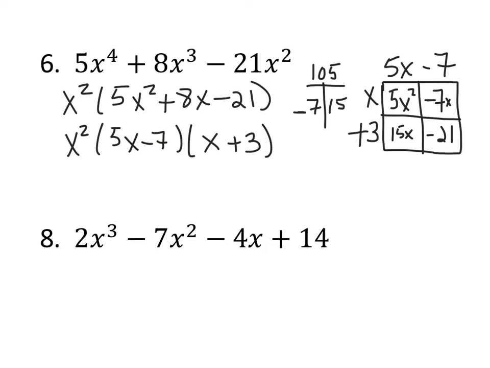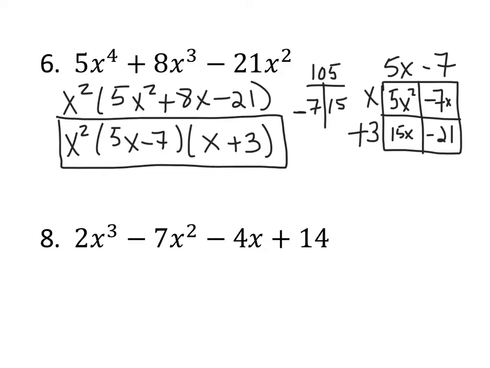Or you can come over here and you can just multiply these terms together to see if you get what's inside the box. I always do that to double check myself, especially to make sure that I have the correct sign. So 5x times x is 5x squared. x times a negative 7 is a negative 7x. 5x times 3 is 15x. And 3 times a negative 7 is a negative 21. So I know my signs are correct, I know my terms are correct, and I know my factors are correct. So I am finished. I'm just going to put a box around my answer, and that is it.